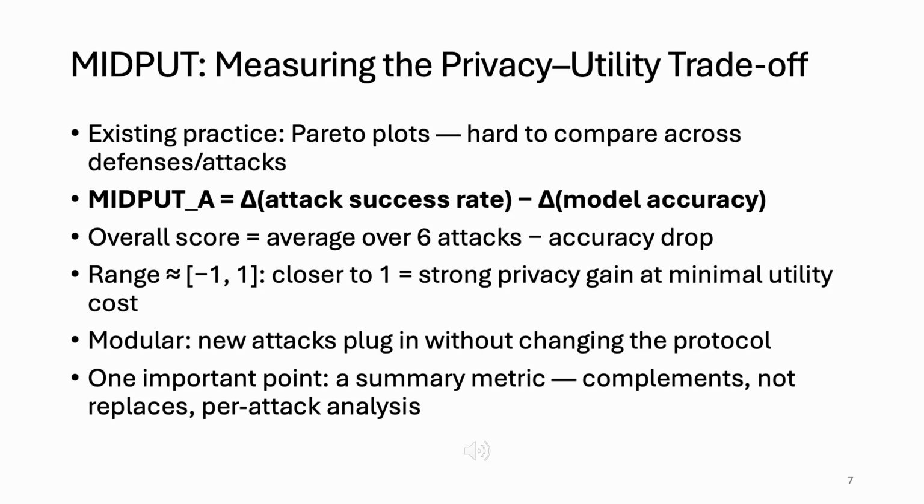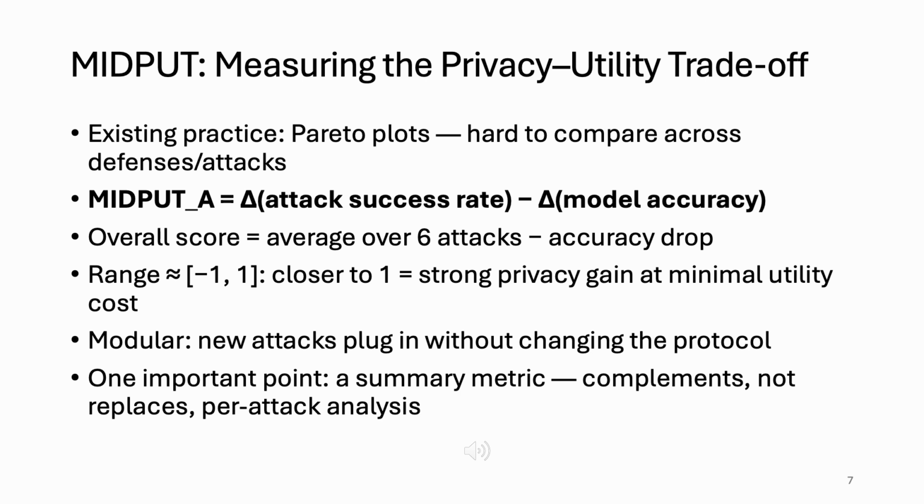Evaluating defenses is itself tricky. Papers usually show Pareto curves, which are informative but hard to compare across settings. So we propose a simple scalar called MIDPUT, the membership inference defense privacy-utility trade-off. For each attack, MIDPUT is the reduction in attack success rate minus the accuracy drop the defense causes. We report it per attack plus an overall score averaged across all 6 attacks.